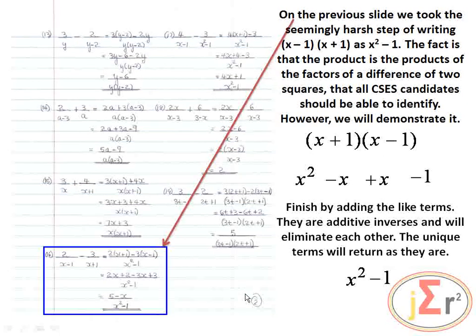that caused us to write x minus 1, x plus 1, the product of those two, as x squared minus 1.